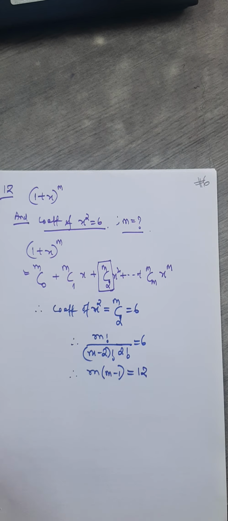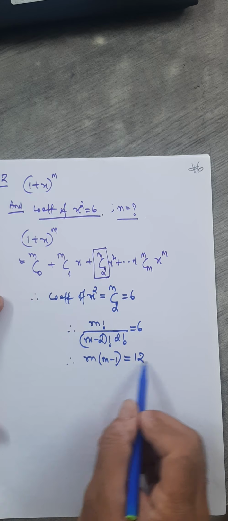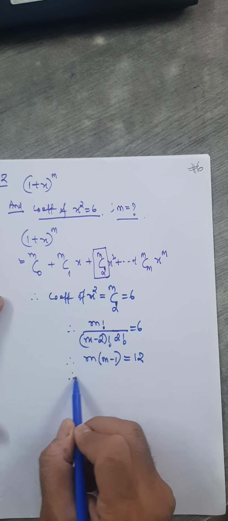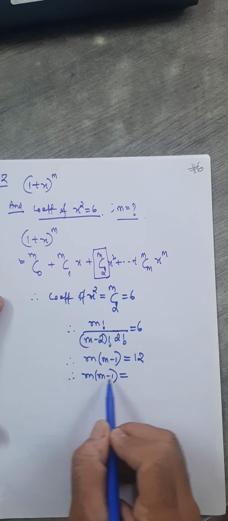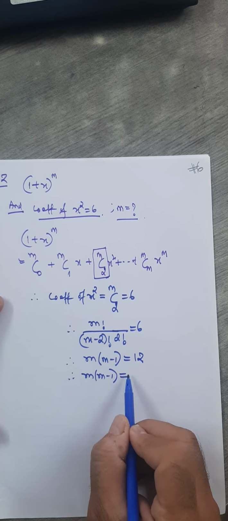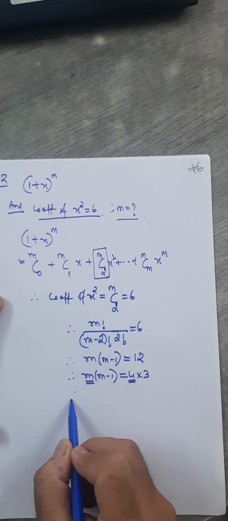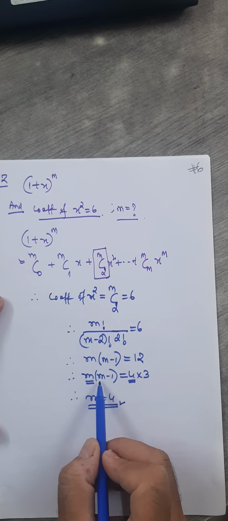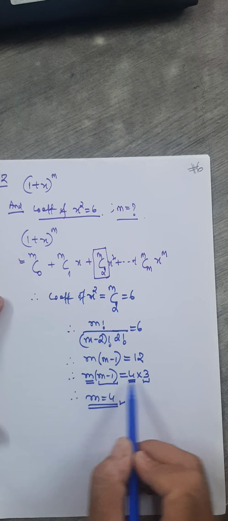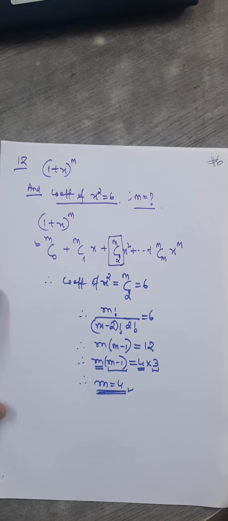So this is 12. Now one way is you can just expand this and make the quadratic equation, or the other way you can write directly like this. 12 you can write as a product of two consecutive numbers. I can write 4 into 3. So you can say that m must be 4, m equals 4, right? And m minus 1 has to be 3, then again m equals 4.